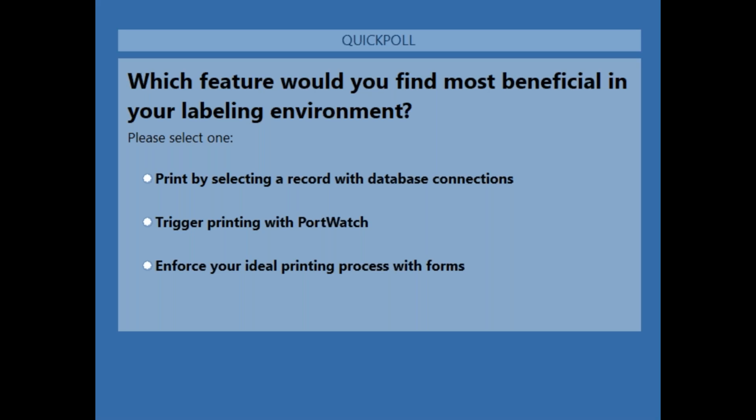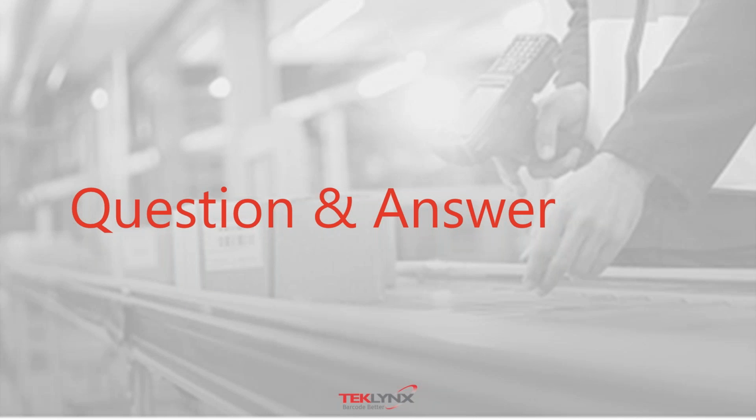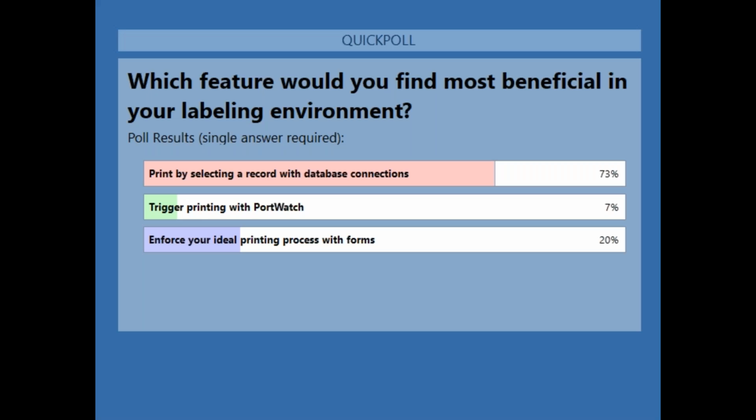Looks like most are choosing that top option. I kind of figured Portwatch might not have the most votes. Not everybody has a scale that's sort of unique, but again, it's very useful if you do have a scanner. Yeah, I'll go ahead and share this. It looks like by far the database connections is the winner.